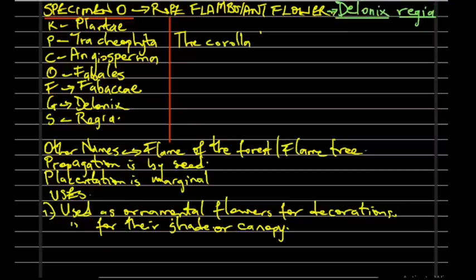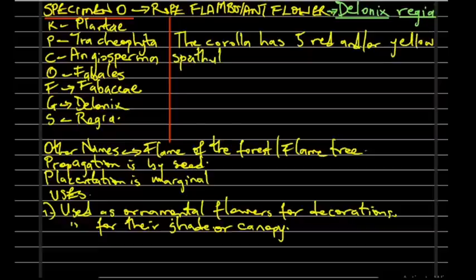The corolla has 5 red or yellow spatulate petals. Yes, that is how the flower looks, and they all flare back. That is what we see there. There are 10 stamens in the monodelphous.